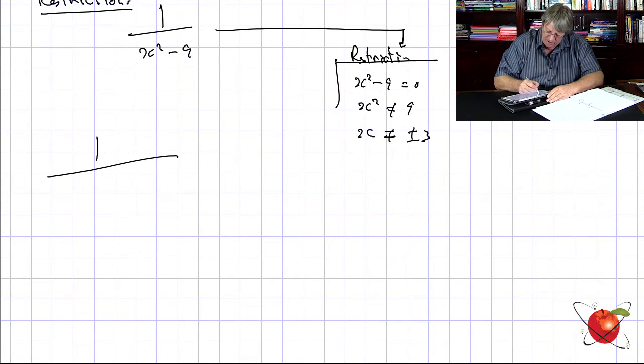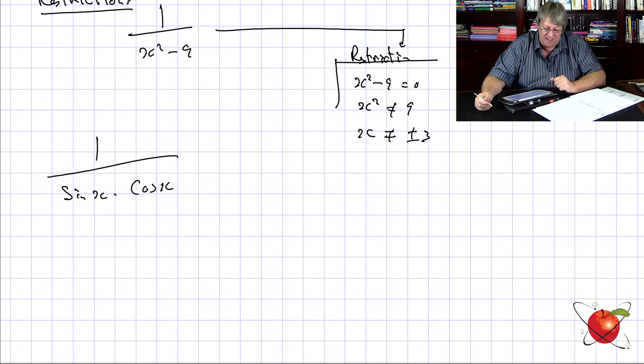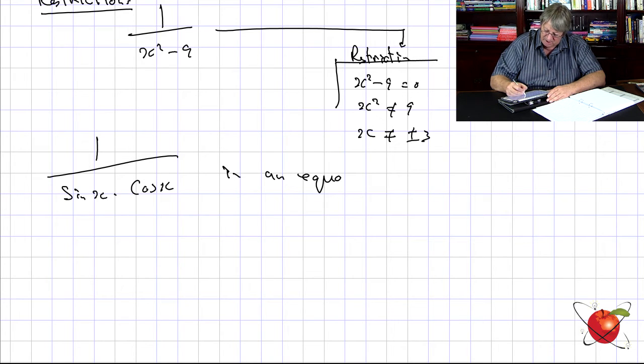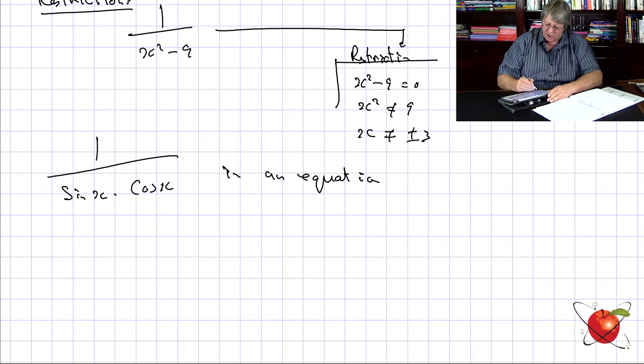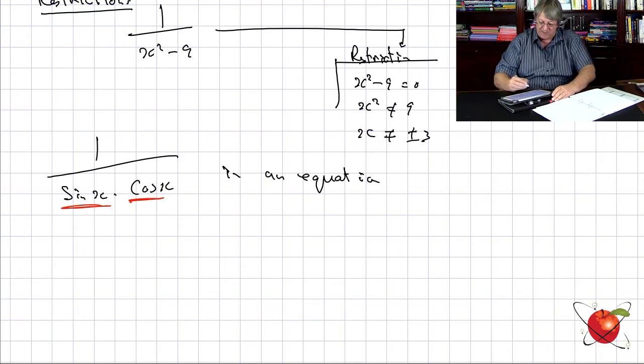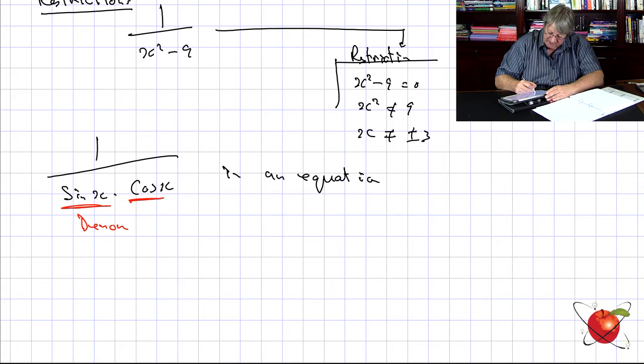All right? Now similarly, in trigonometry, what if we had this? They will ask you, where is this valid? Where is it not valid? Let's say we are asked 1 over sine x times cos x is equal to something in an equation. Straight away, look at this. Red flag. We've got something in the denominator.